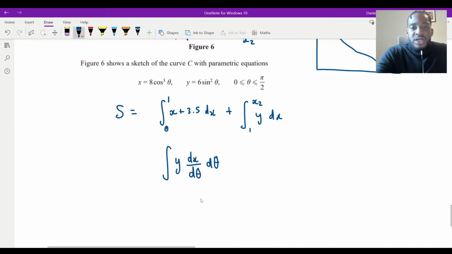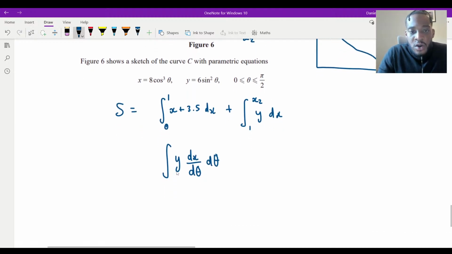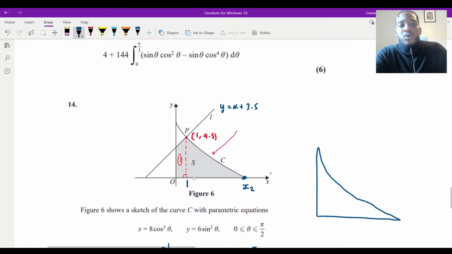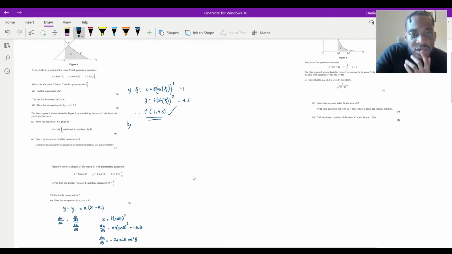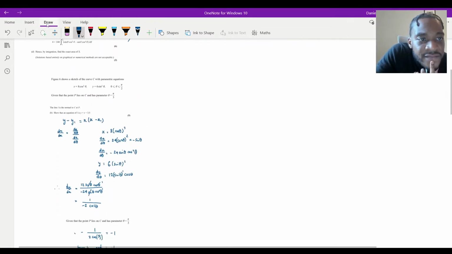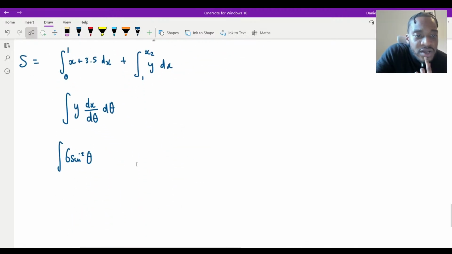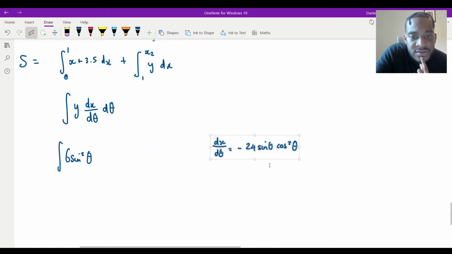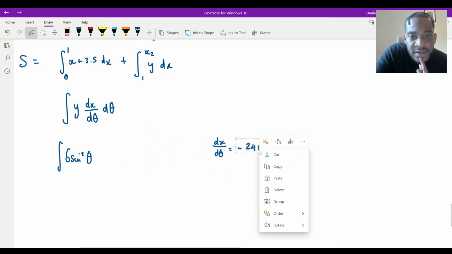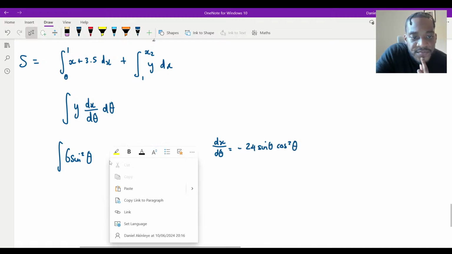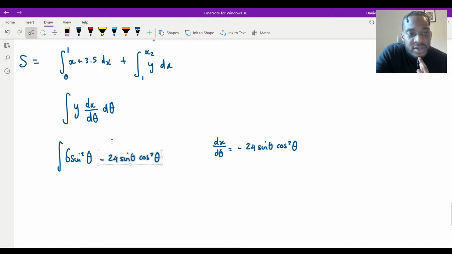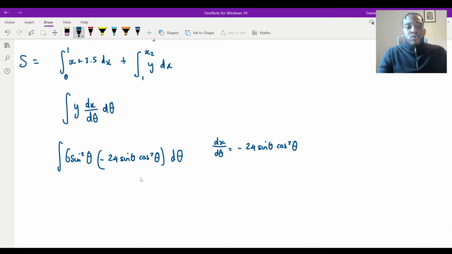So before I get x2, I'm just going to do this first, right? What do we have here? Well, I need y, which is 6 sine squared theta. And then dx d theta is something we already calculated. What was it again? Right there. Let me copy that. That was dx d theta right there. So I'm going to paste that there and put a bracket around it. So we're multiplying these together, d theta, right? This is our integral that we need to calculate.